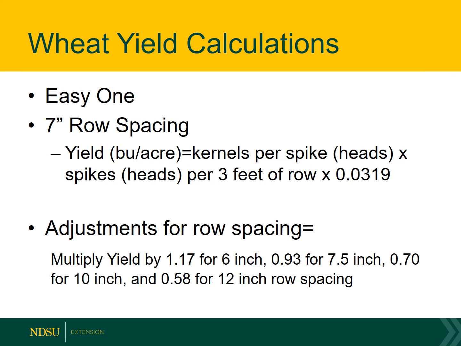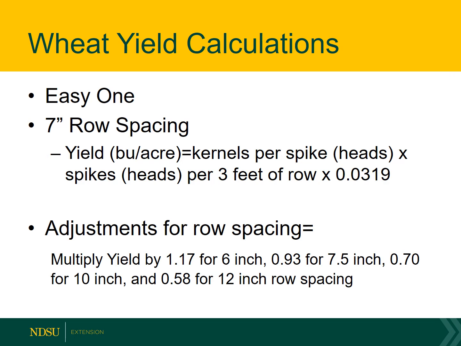We can start with wheat. This is really the easiest one in my opinion to go through. It's based on 7-inch row spacing. So first you're going to take your kernels per spike, or your head, how many kernels you have in the head at the time, times the number of heads per 3 feet of row. So you're going to count out 3 feet, count how many heads there are, and then you multiply it by the multiplier of 0.0319, and that's going to give you your yield.